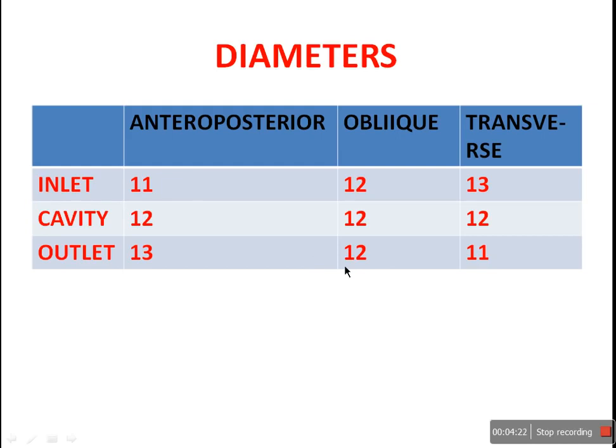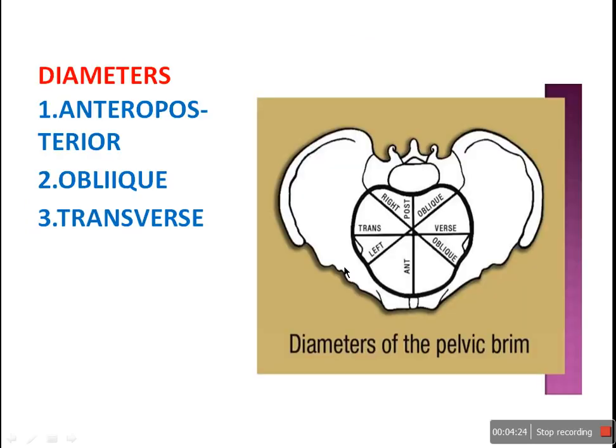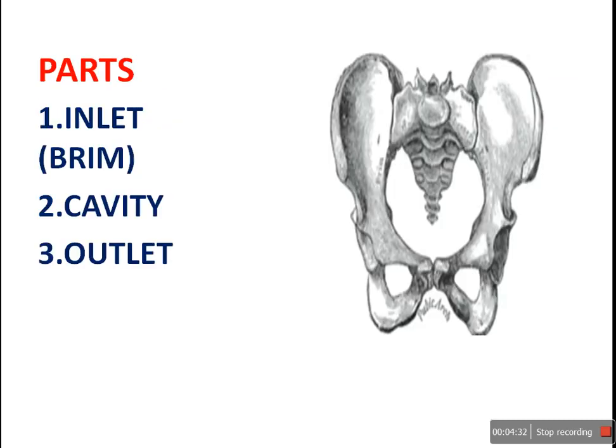I will explain the diameters again. There are different diameters: anterior posterior, meaning front to back, then oblique, then transverse. Here I told you about the inlet. Inlet is otherwise called the brim. Inlet is the starting point. When a baby comes, it will first go through the inlet, then through the cavity, then through the outlet, and it will go outside. So these are the three parts.